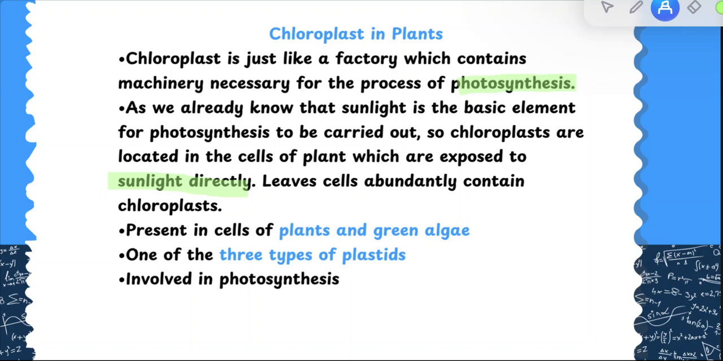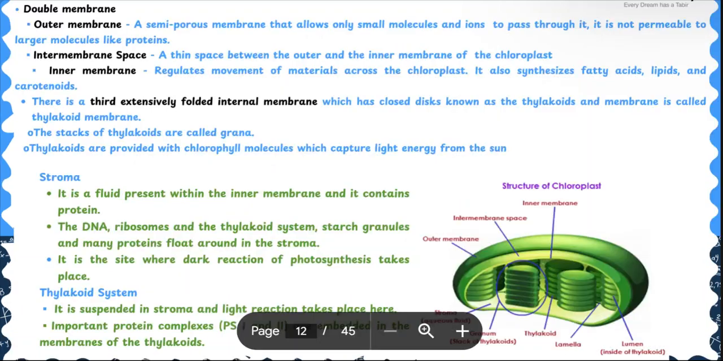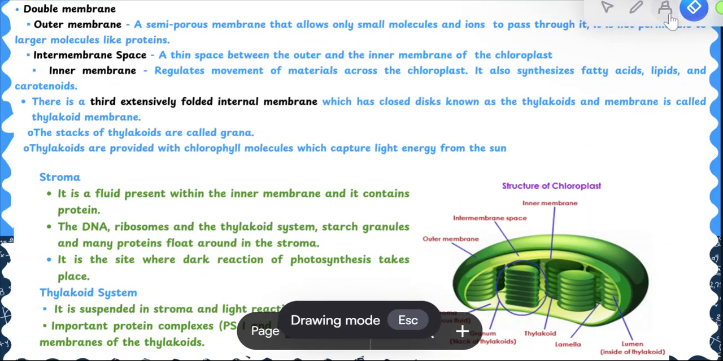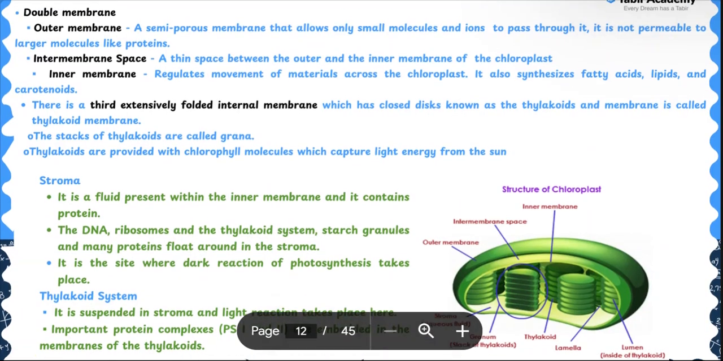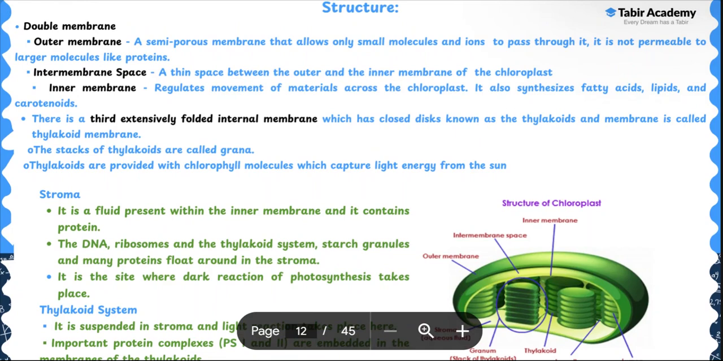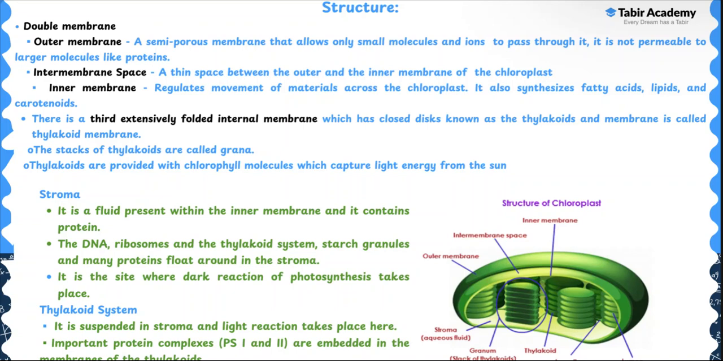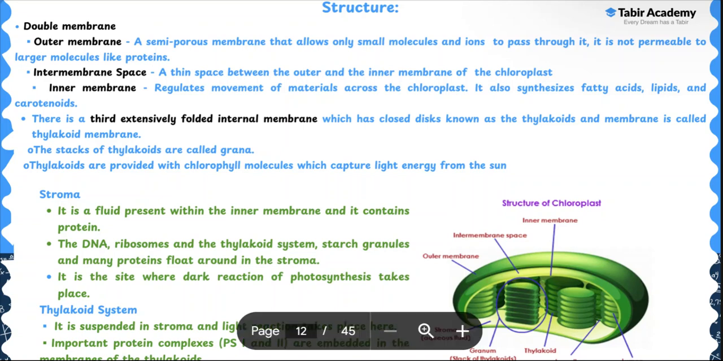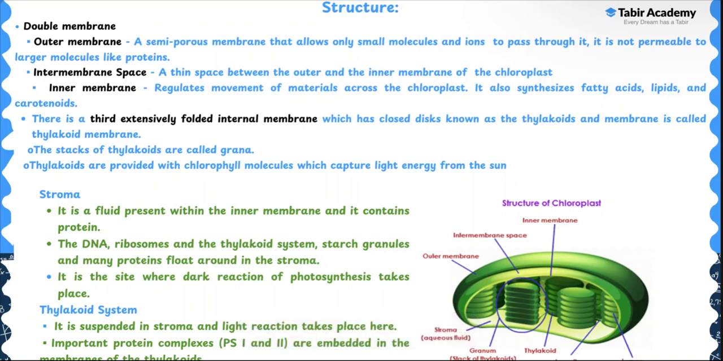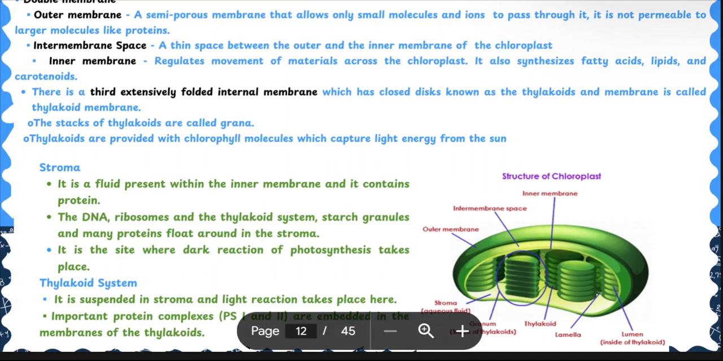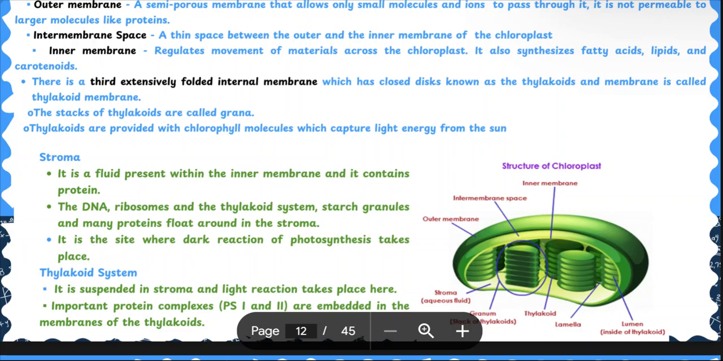So they are present in the cells of plants and green algae, and chloroplasts are one of the three different types of plastids, and they are involved in photosynthesis. So they are double membrane organelles, और उनकी जो outer membrane है that is semi porous, that allows only small molecules and ions to pass through it. और बड़े molecules जो होते हैं like proteins, it is not permeable to larger molecules.